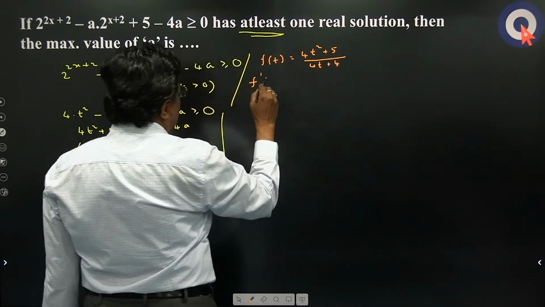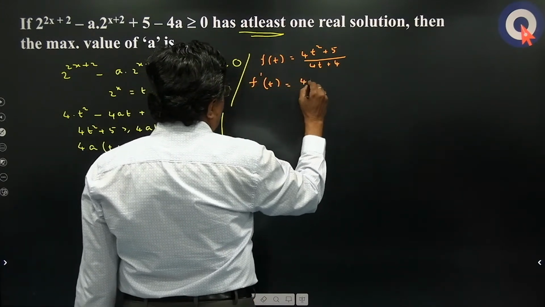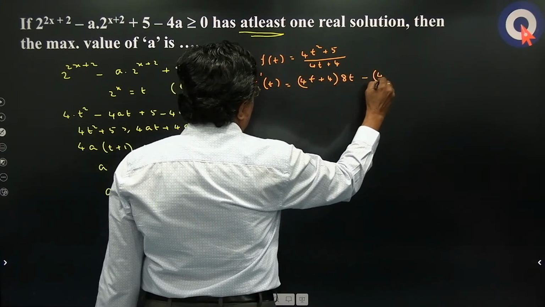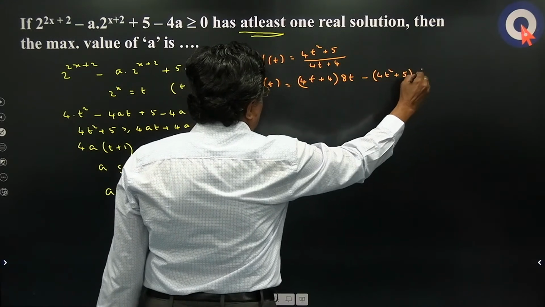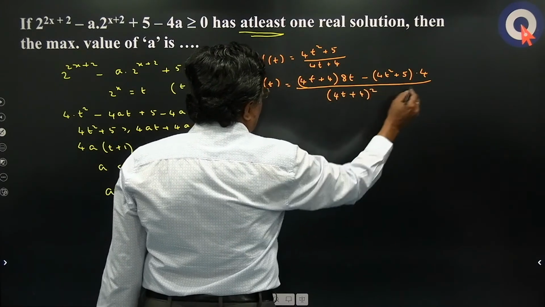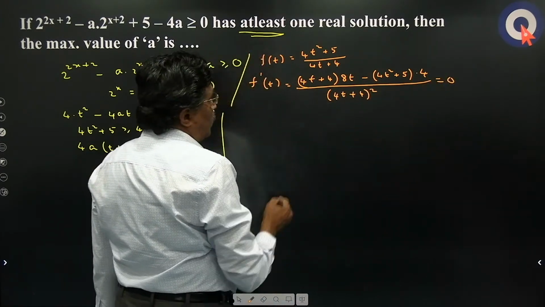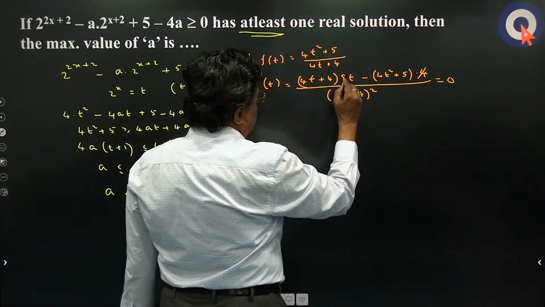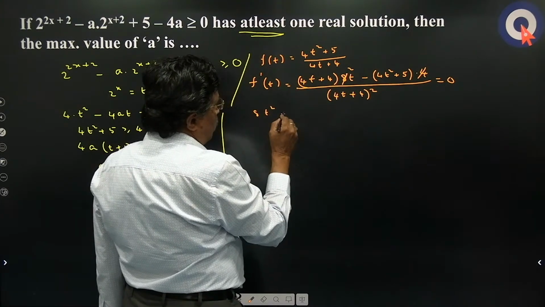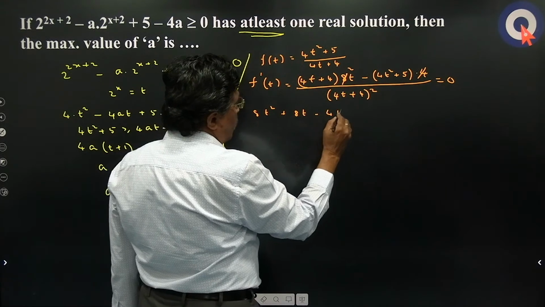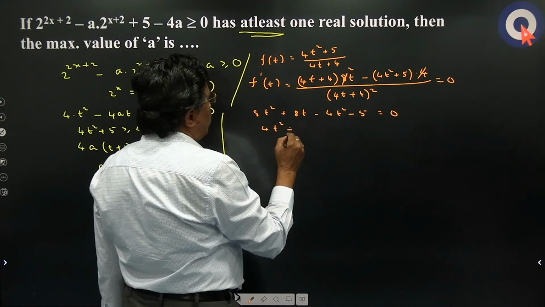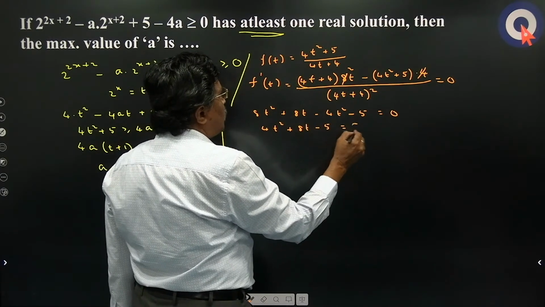So f dash t we will equate to 0, and you get 4t into 2t, that is 8t square plus 8t minus 4t square minus 5 is equal to 0. So from this we get 4t square plus 8t minus 5 is equal to 0.